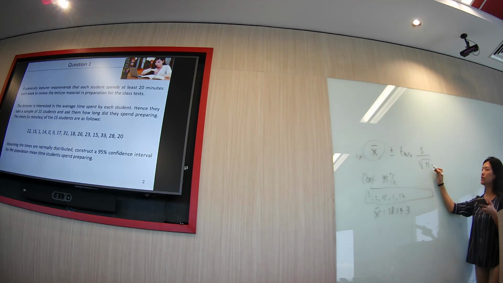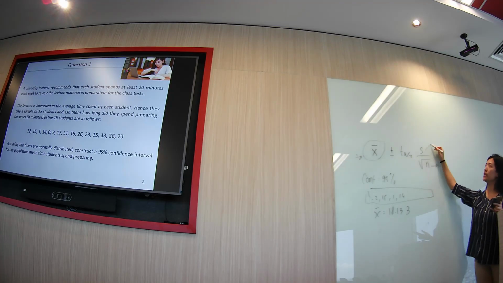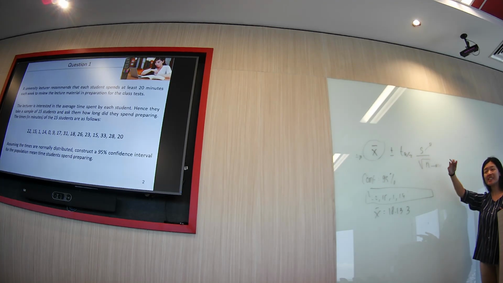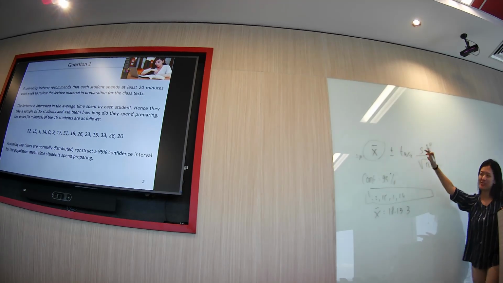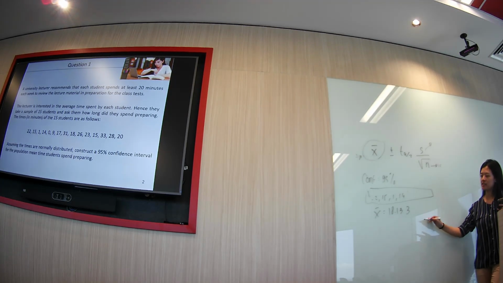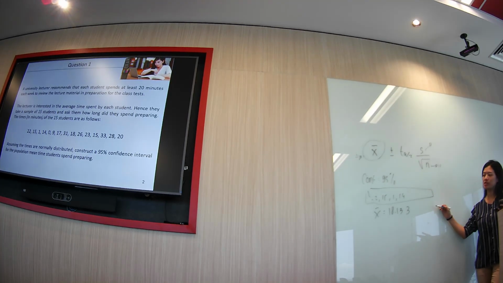Next step, you know the n. Yes, you know the n. Do you know the s? Not yet, right? What does the s stand for? Maybe you still remember? Yes, the standard deviation. So you find the standard deviation from that one. Do you remember how to do it? It's like the first quiz, I think, to find the standard deviation.